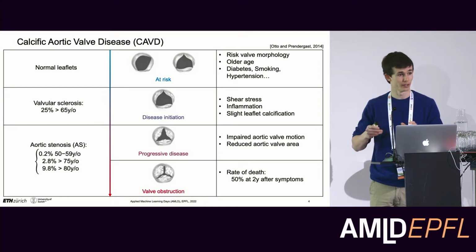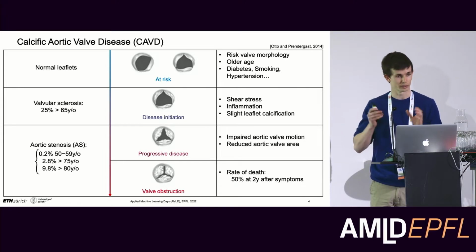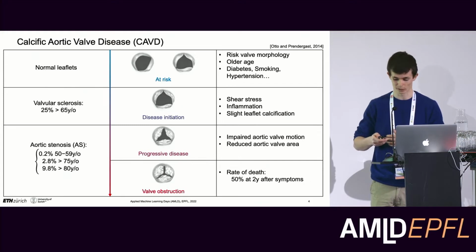Symptoms are relatively mild at first, but when severe symptoms appear, the rate of death drastically increases to about 50% after 2 years of first symptoms. So there is a fundamental importance in understanding the disease, but also in being able to predict its evolution and time medical interventions such as valve replacements accurately. So we are interested in understanding what happens to the flow when there is an aortic stenosis.